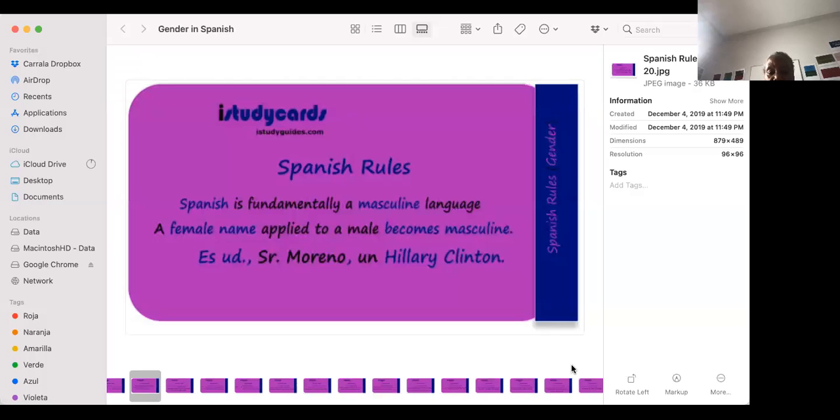You know, I shouldn't have called these cards just Spanish rules gender. I should have called these cards Spanish rules gender and number, because the rest of the cards are more about structure. How do you make something go from singular to plural? It's quite self-explanatory, so I'm not going to explain everything because I've written it out.